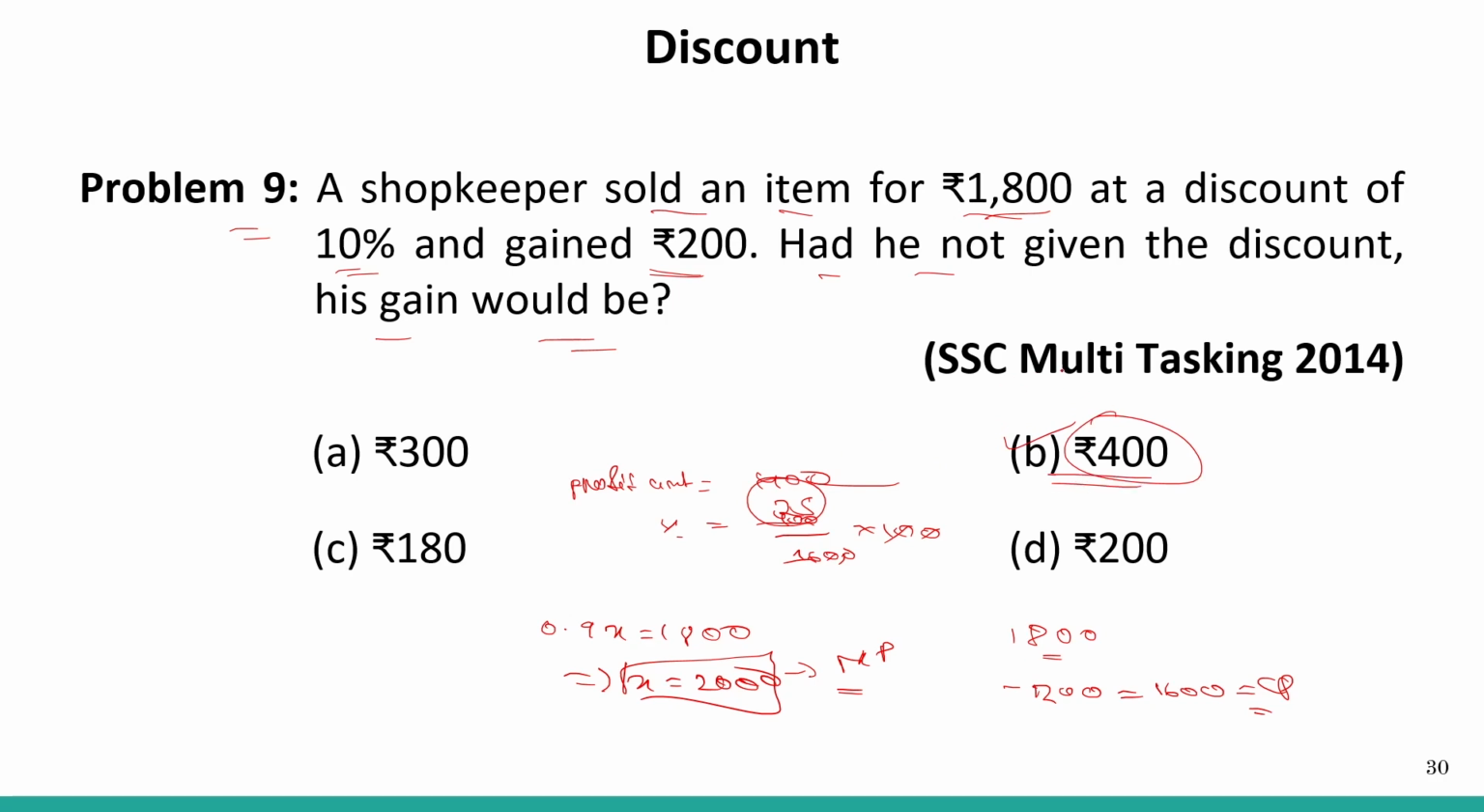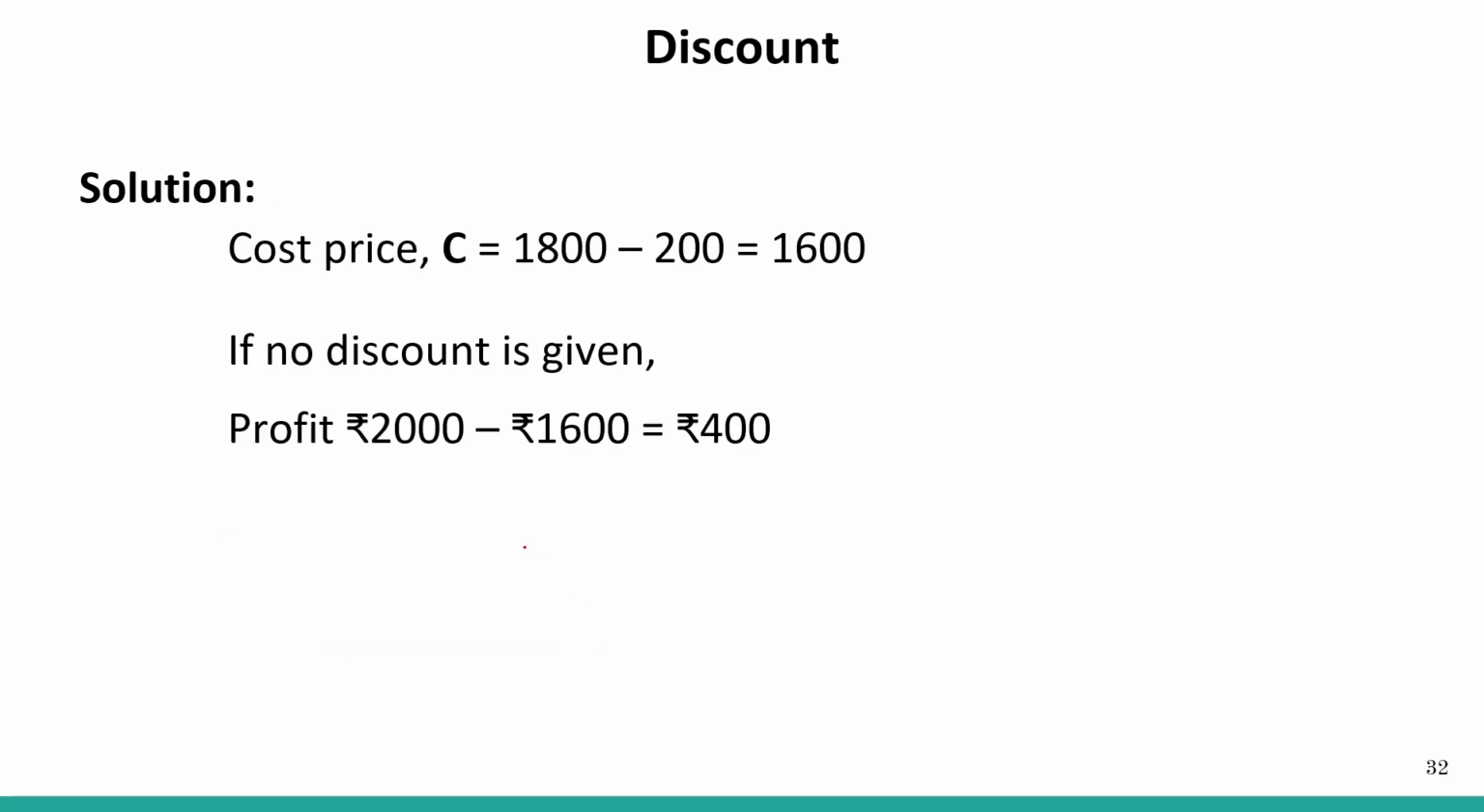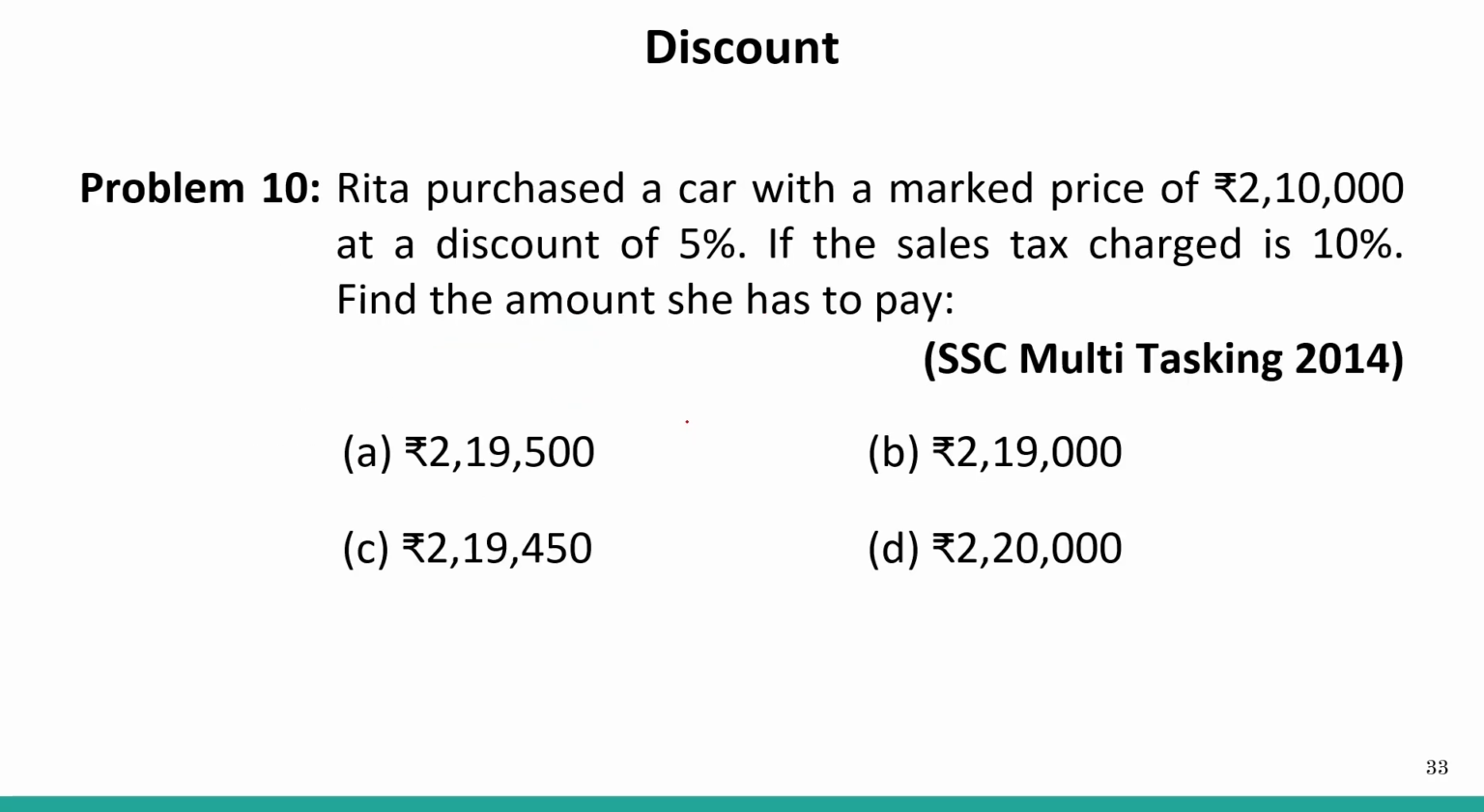So this question has appeared in SSC Multitasking 2014. Okay. So let's see the step-by-step solution. So let M be the mark price. M minus 10 by 100 into M is equal to 1800. So M is equal to 1800 by 90 into 100 is equal to 2000 rupees. So cost price is equal to what? 1800 minus 200 is equal to 1600. So if no discount was given, then 2000 minus 1600 is equal to 400 rupees.